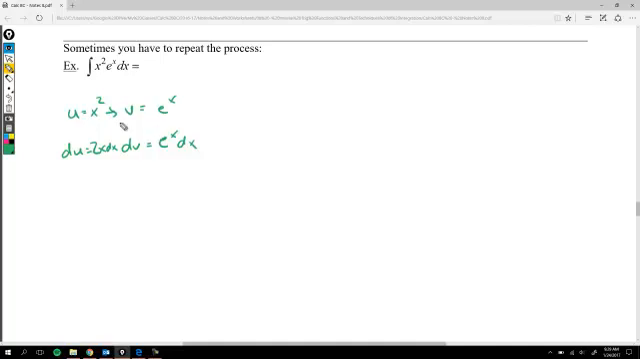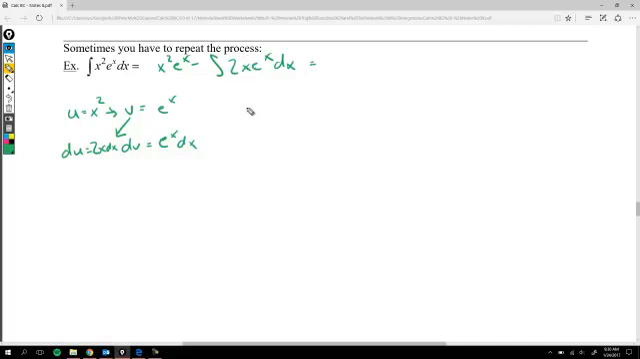All right, so first uv. So x squared e to the x minus the integral of v du, so 2x e to the x dx. Okay. Now we made some progress because x squared is now x, but I'm going to want to do it again actually. So this is still something that I cannot integrate. I still have a product here, so I just want to do it again.